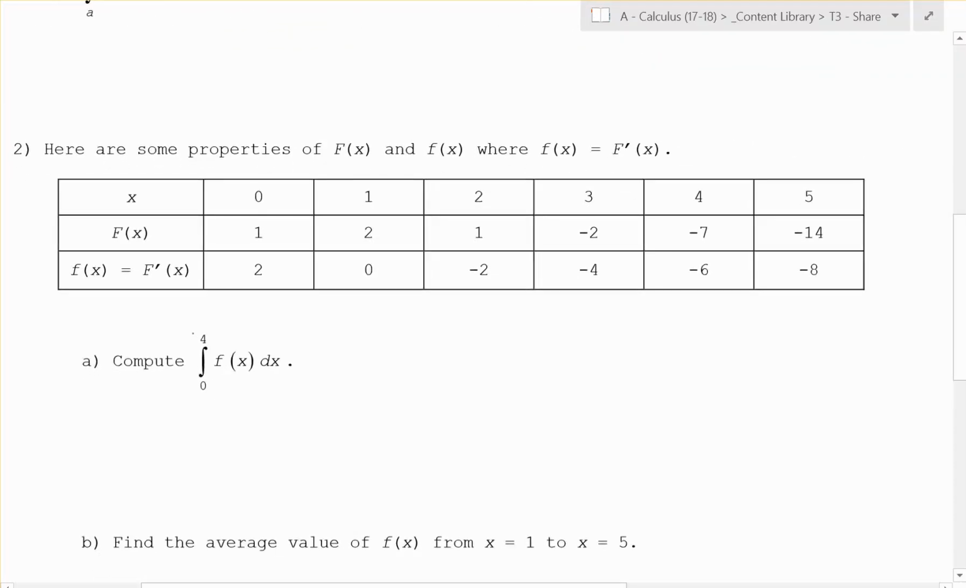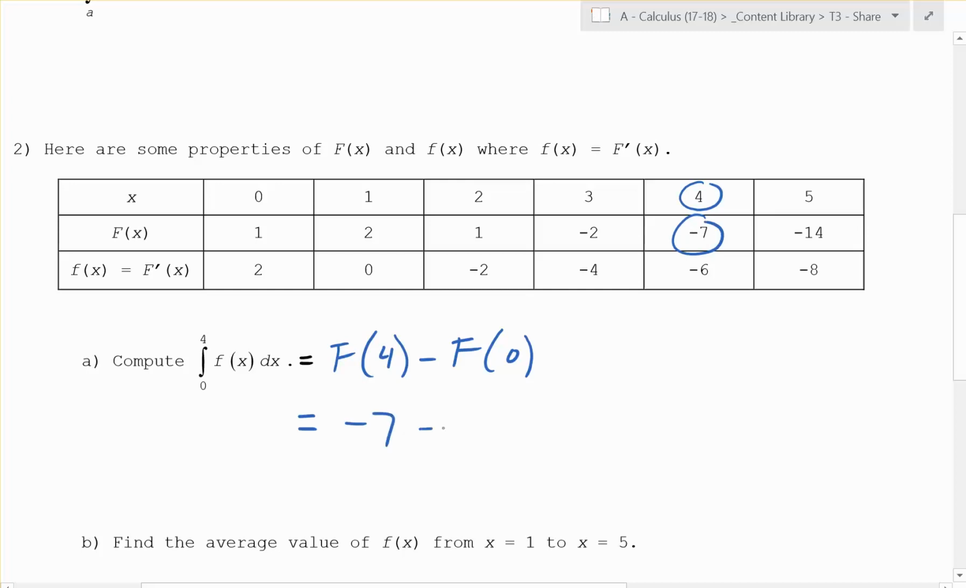So this asks, what is the area under the curve from 0 to 4 of lowercase f of x? And the fundamental theorem tells us that this is going to be equal to capital F evaluated at 4 minus capital F evaluated at 0. Well, what is capital F evaluated at 4? We don't have a function, but we do have a table. So capital F evaluated at 4, we go to 4. Oh, it's -7 right there.